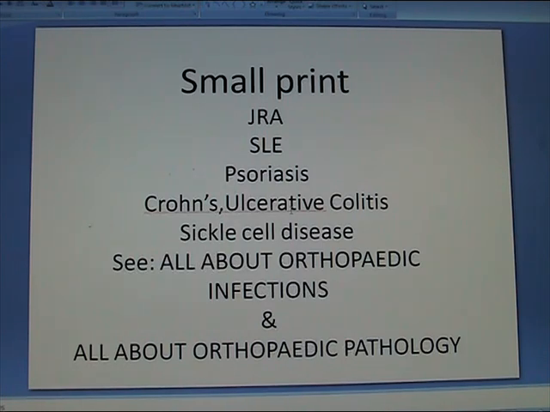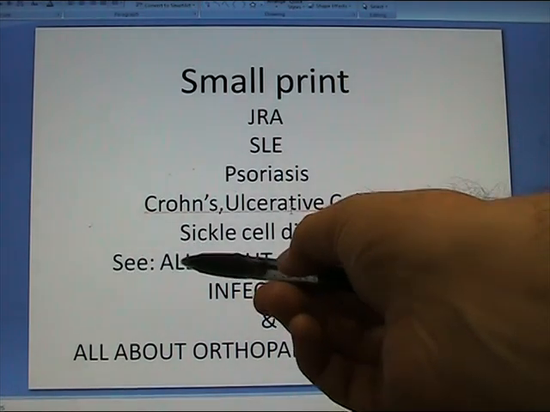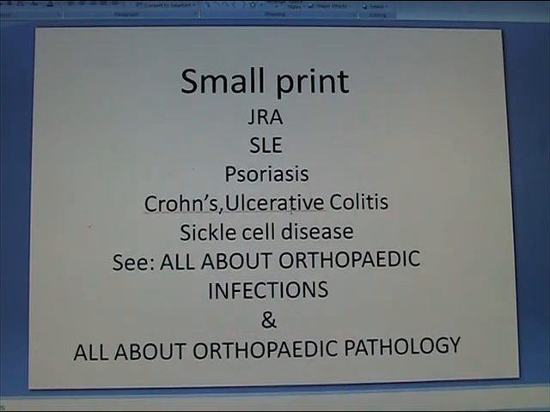Now, to complement this talk, please have a look at my other talks, all about orthopedic infections, all about orthopedic pathology. So I hope that overview of arthritis is useful for you to go and do further reading and in your clinical work. Thanks for your interest.